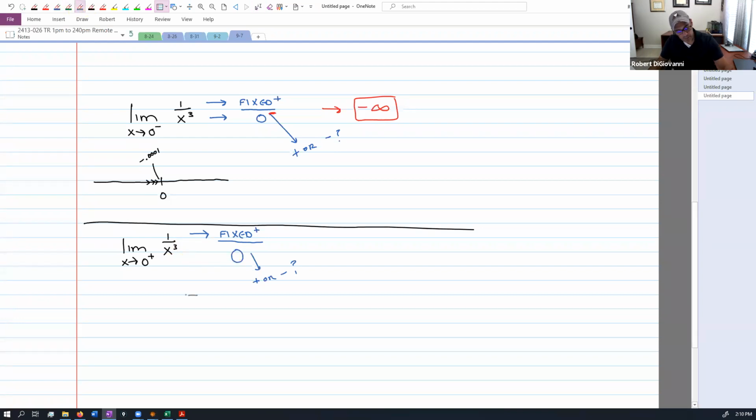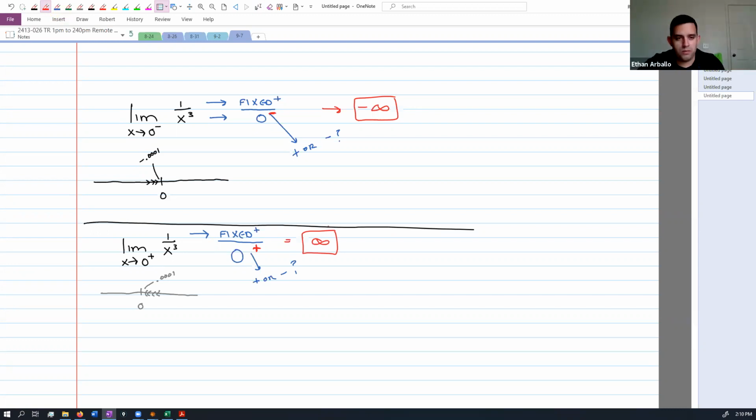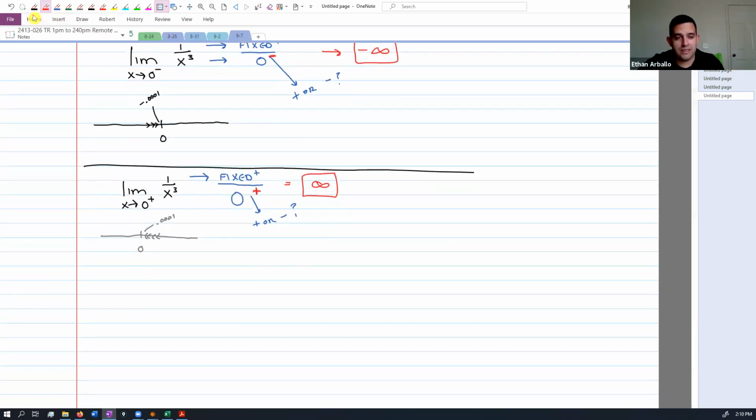So I draw a little number line. Here's 0. I'm coming in from the right this time. So something like 0.0001. That's a positive number, right? And I'm cubing it, which means it's going to stay positive. So I know this is positive. And a positive divided by positive would be positive. So this is headed to positive infinity. And so since from the left it's negative infinity and from the right it's positive infinity, they're different, so that's going to be a DNE.